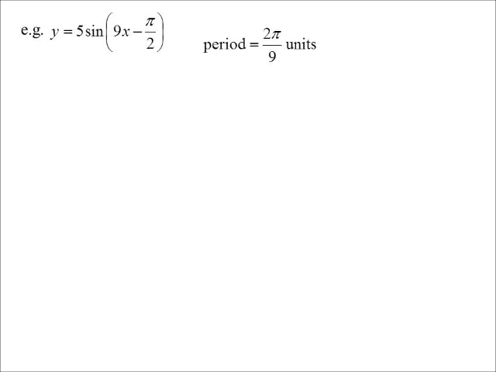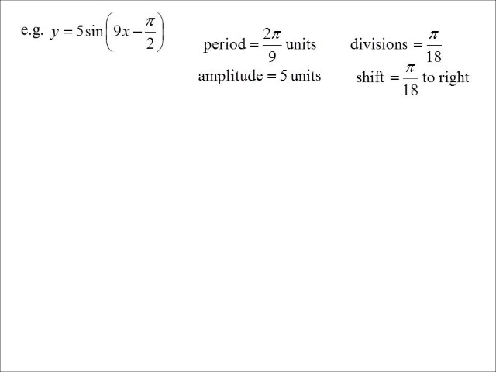Okay. The period is 2 pi on 9, the amplitude's 5, so I'll mark positive 5, negative 5. And each of my divisions will be pi on 18. So the period divided by 4. So we've got a shift happening here. It's pi on 18. Oh, that worked out nice. To the right. So let's draw it in.